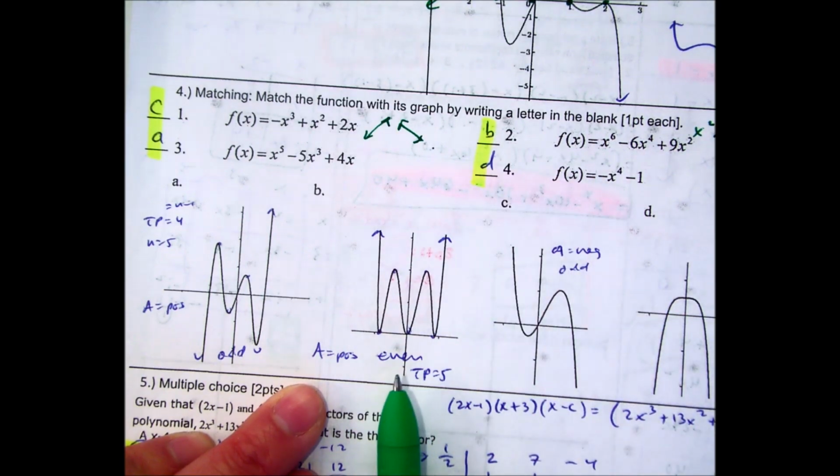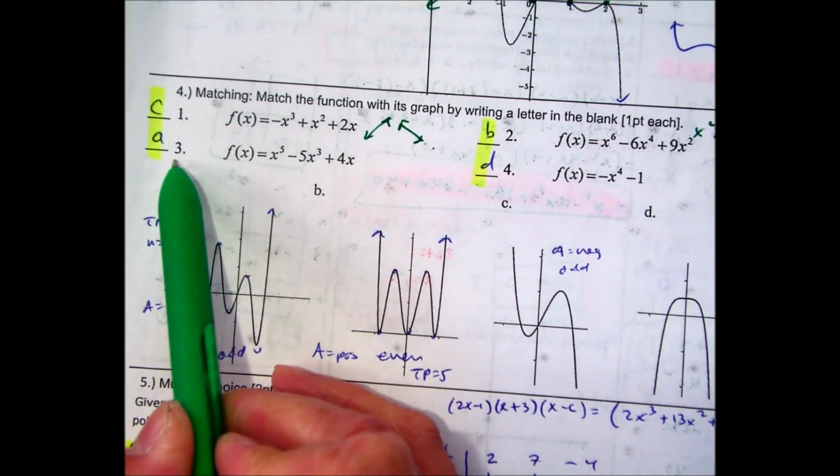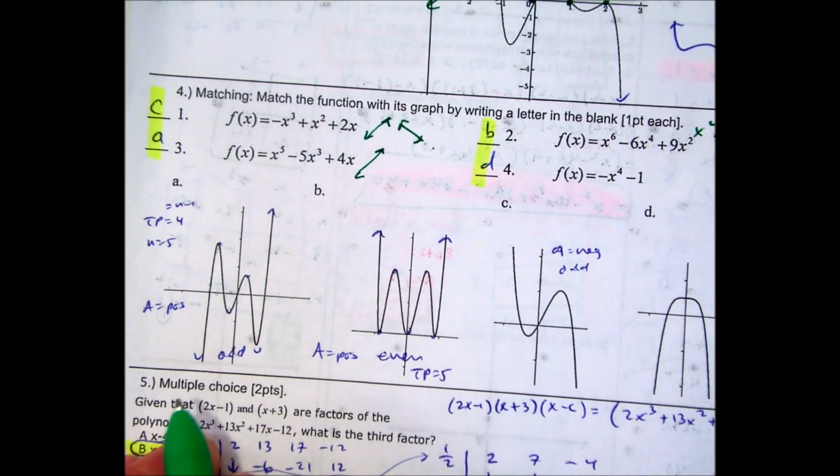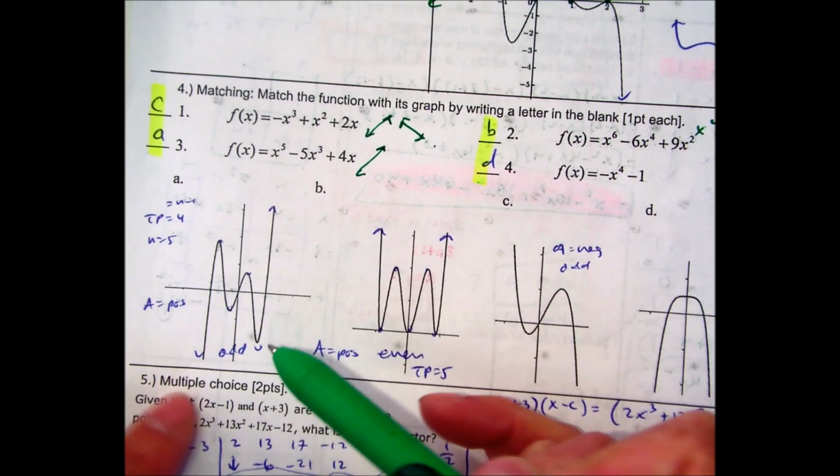Therefore it's going to be B. Number 3, I have an odd. Starts down, ends up. And this will be A.